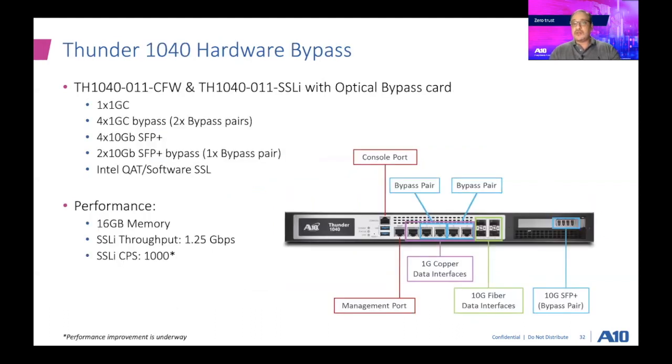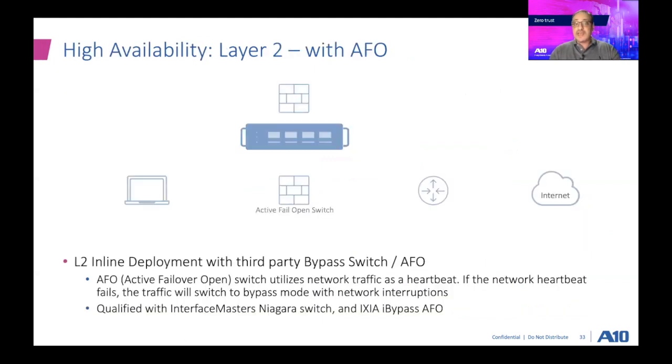Also, A10 provides a fail open or a bypass in case of failure. So we have copper, and we have fiber ports to give you a bypass option. But if you need bigger boxes or you want dedicated failover switches, of course we support it, all vendor agnostic. Whatever switch or alternative solution you want to use to bypass the traffic, we welcome it and we can work with it as well.